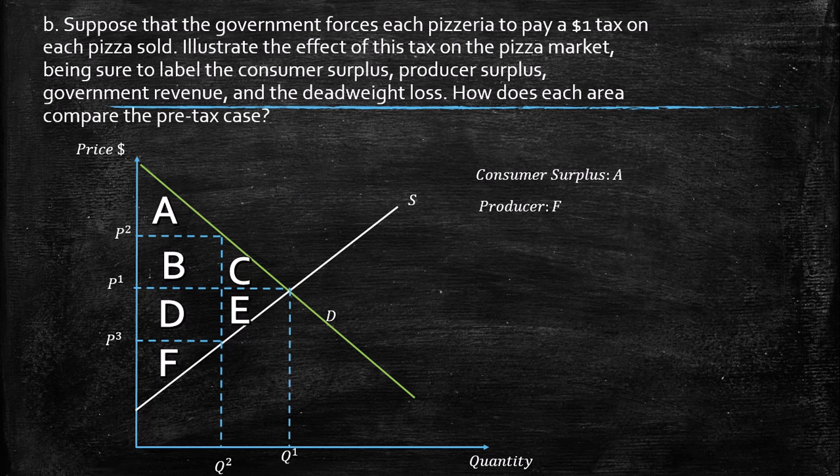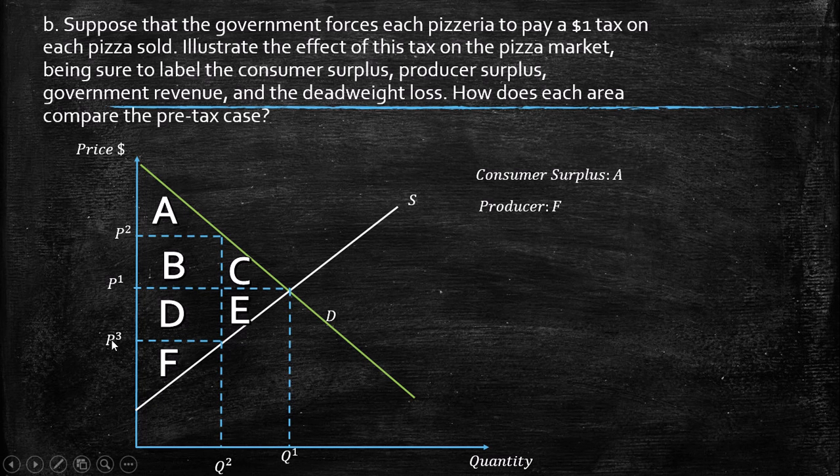What about the producers, in this case the producer surplus? It's going to be F. Remember, there are going to be companies or pizzerias around here that are willing to offer their pizzas at this price, which is lower than P3.